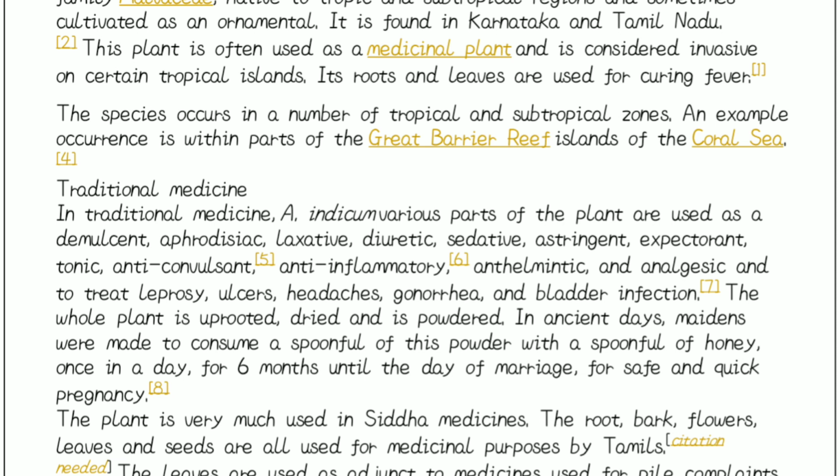anthelmintic, and it is also used to treat leprosy, ulcers, headache, gonorrhea, and urinary bladder infection. The whole plant is uprooted, dried, and powdered. In ancient days, it was used in powdered form with a spoonful of honey once a day for 6 months until the day of marriage for safe and quick pregnancy.